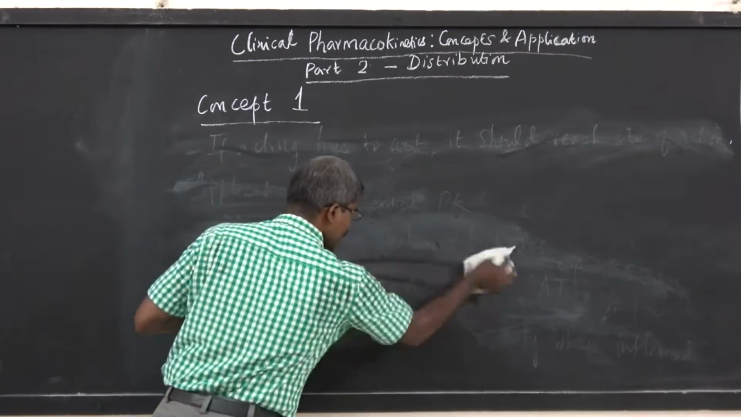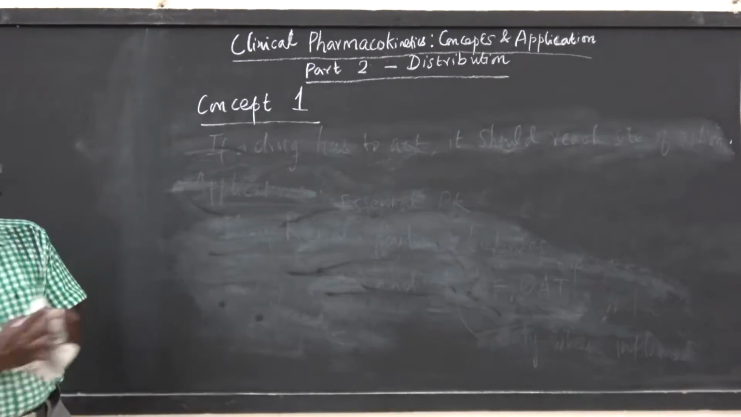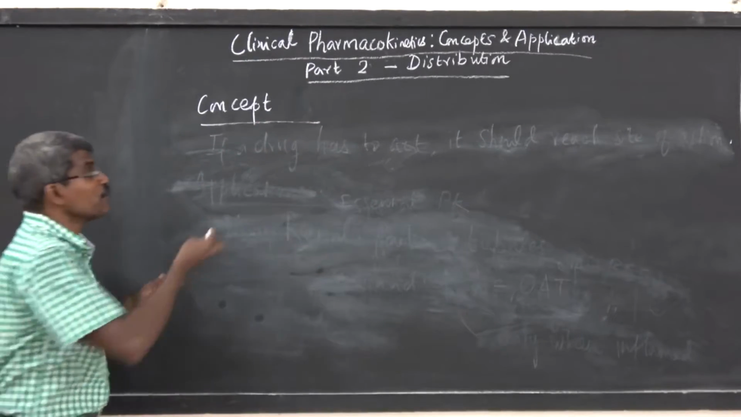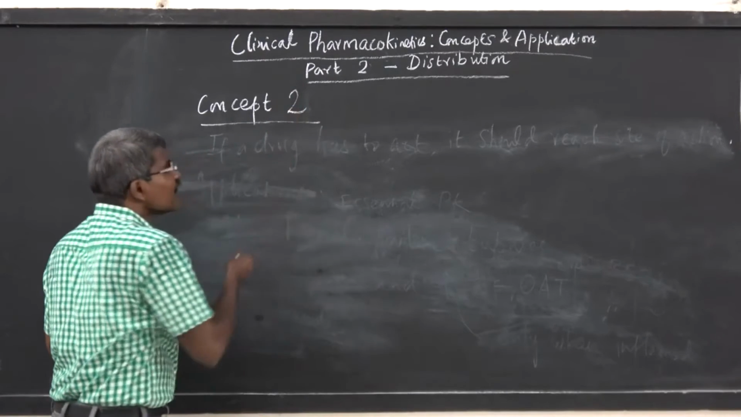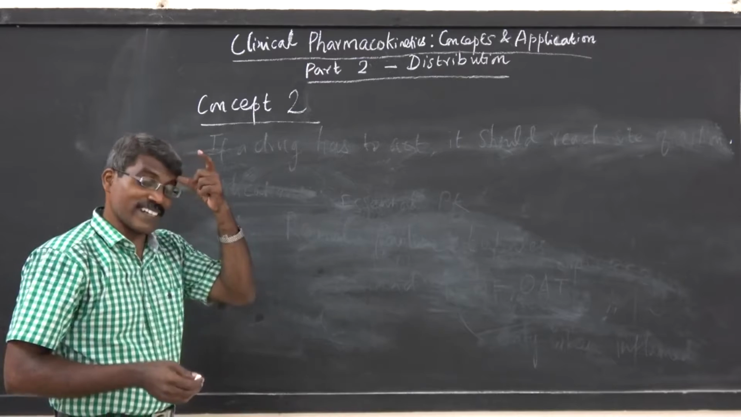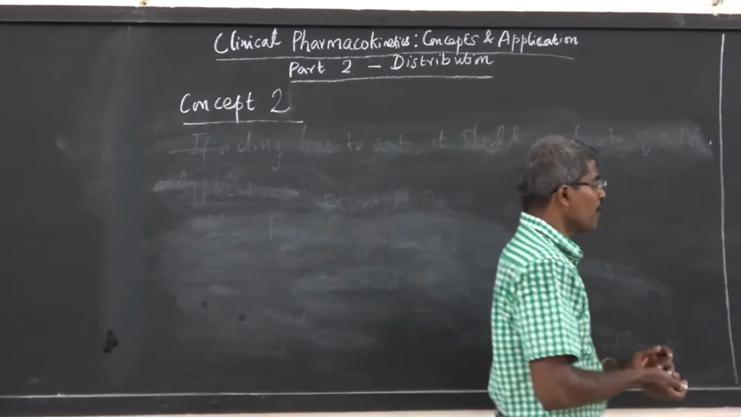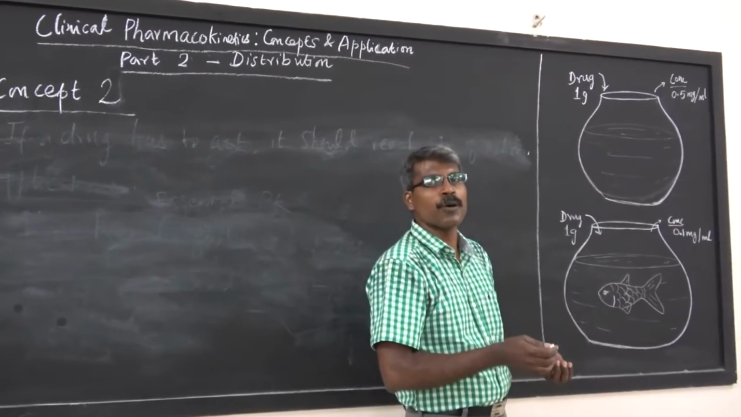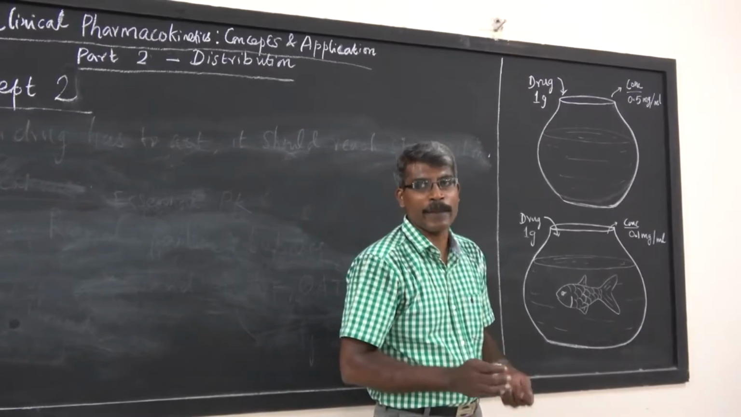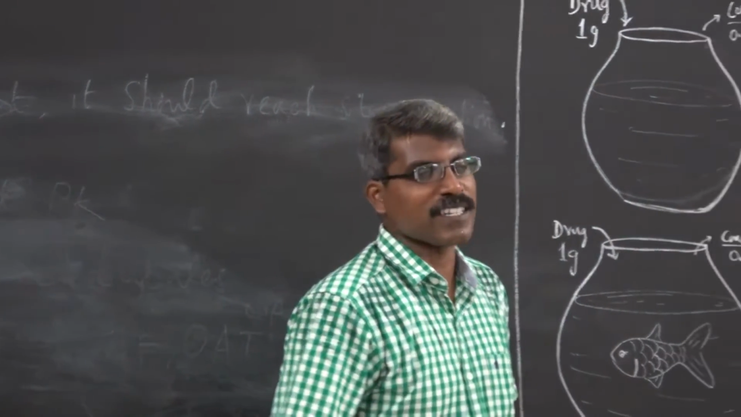Now, the second concept which we are going to deal with today is about the apparent volume of distribution. So what is meant by apparent volume of distribution? Let us now see that with a small example. Let me try to explain what is meant by apparent volume of distribution. Then we will see the concept and see how it is applied.